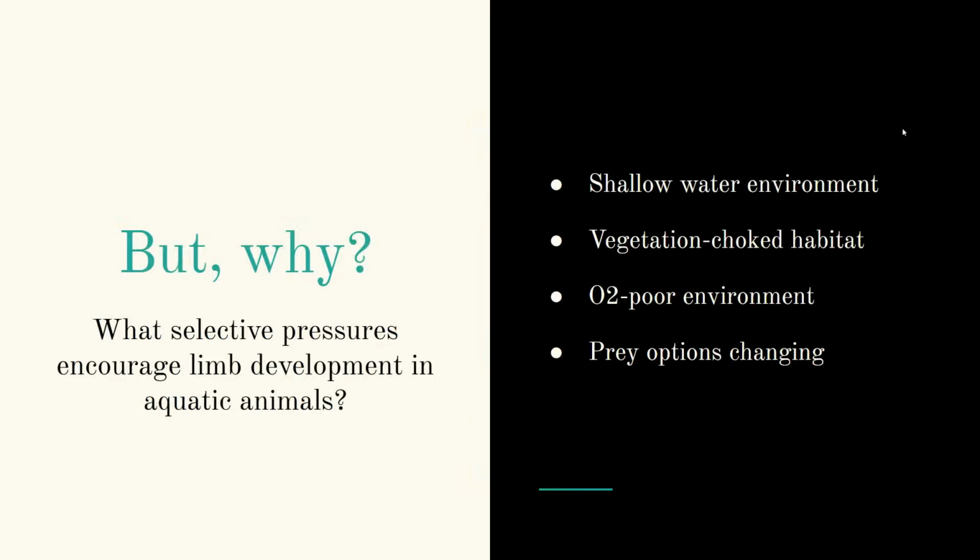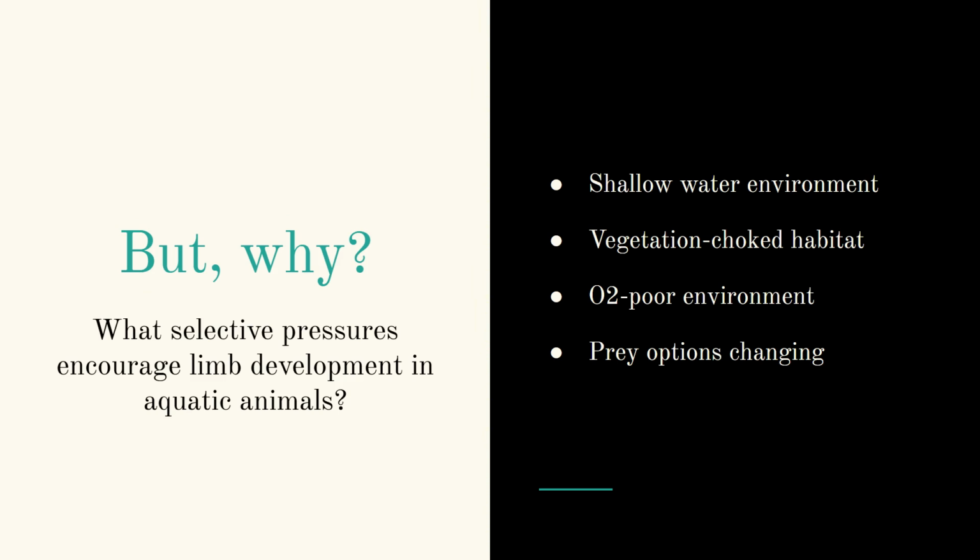So the why behind the selective pressures that encourage limb development in aquatic animals: what's the point of having arms and legs if you live in the water? Why not just keep having fins? That seems to be pretty successful. In a shallow water environment, it can be more difficult to navigate when you have just fins. There's not as much water there to support your body weight.